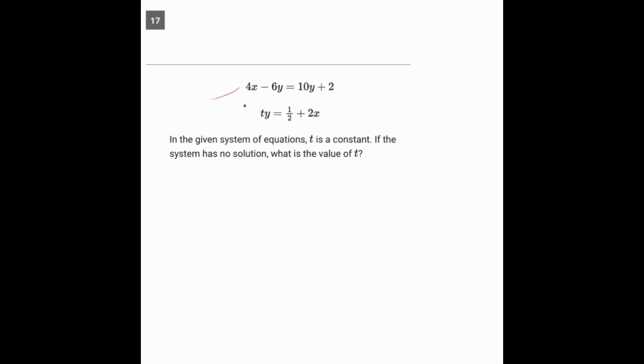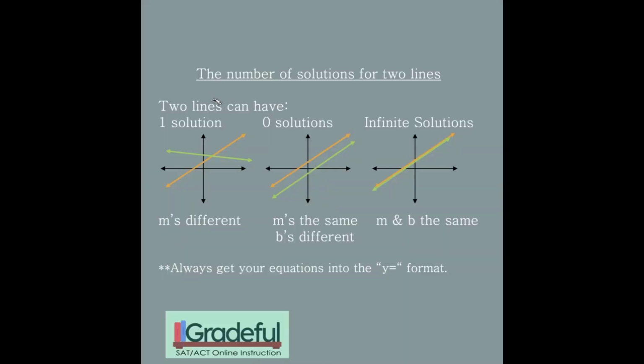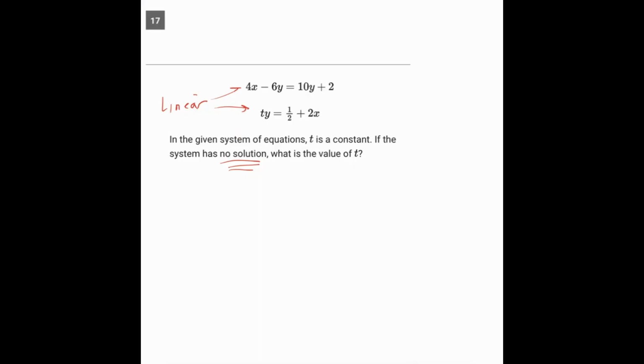Now going to question 17. Here we have 2 linear situations again, and we're very literally being asked about the number of solutions. So just like question 16, question 17 is about the number of solutions for 2 lines. So 2 lines can have 1 solution if the slopes are different, 0 solutions if the slopes are the same but the y-intercepts are different, and infinite solutions if the slopes and the y-intercepts are the same. All of this implies getting it into the y equals format. So let's start doing that.